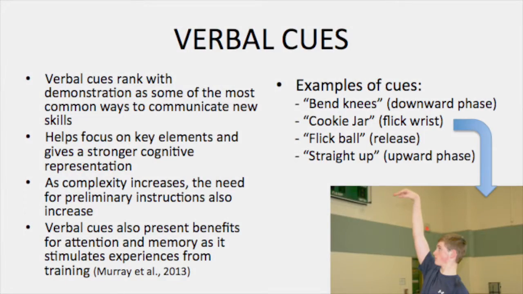Verbal cues are an effective way to remind the learner to focus on specific aspects of the skill. They are concise statements or words that draw the attention of the learner to necessary information or elements. Cues also present benefits for memory as it stimulates past experiences from training. Examples of verbal cues for this skill include bend knees, which refers to the downward phase, and cookie jar, which refers to the wrist flick in the follow-through.